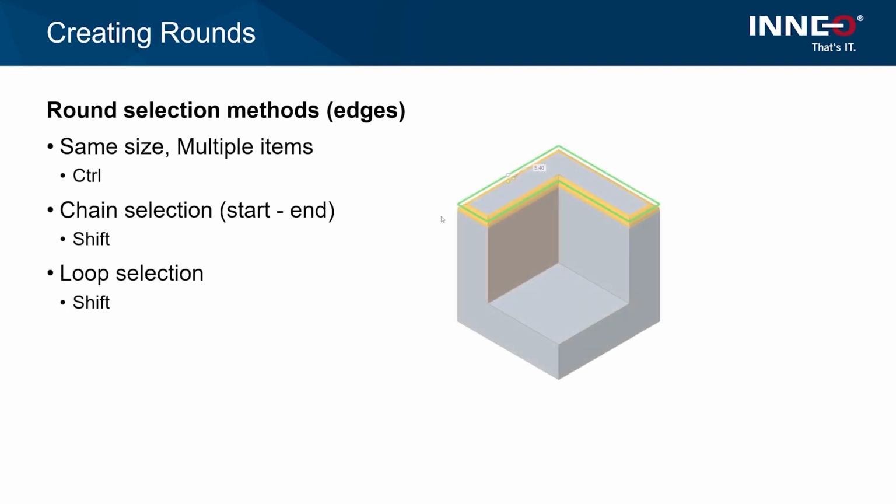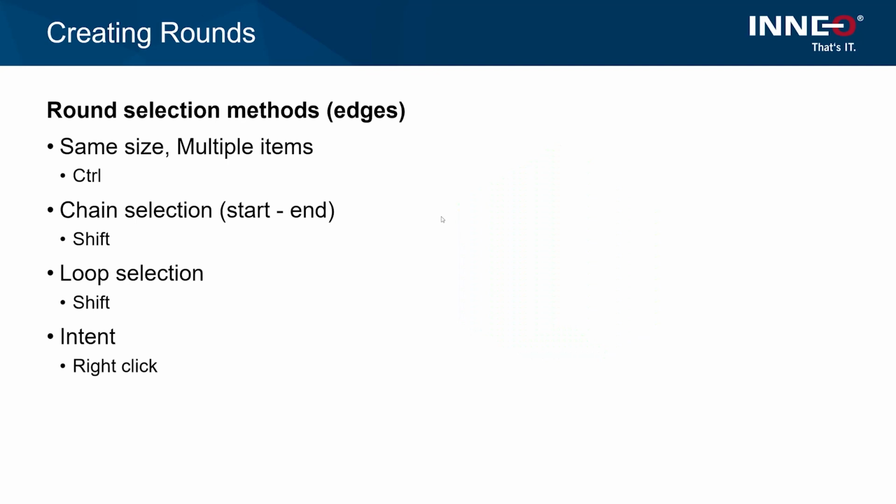And we also have the loop selection option where you can pick on an edge. If you move your mouse over the surface that's next to that edge, it will then give you the option to select all the edges of that surface that's connected to that edge that you've selected.